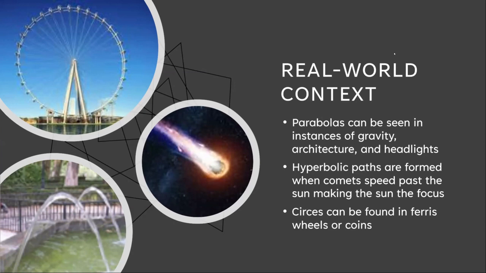So hyperbolic paths are also formed within space, such as comets. Comets speed past the sun, where the sun is the focus. Lastly, or second to last, circles can be found in a lot of objects that we create, such as Ferris wheels, tires, coins. A lot of mirrors or bottle caps can also be used to discuss circles in our real life.